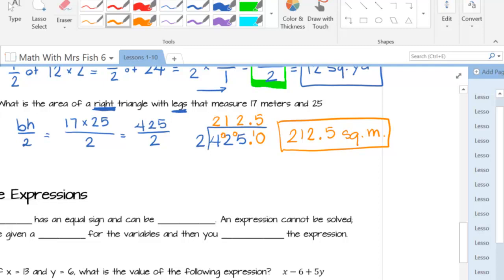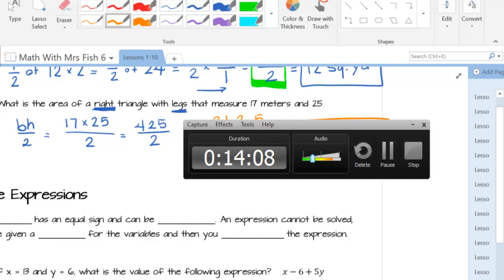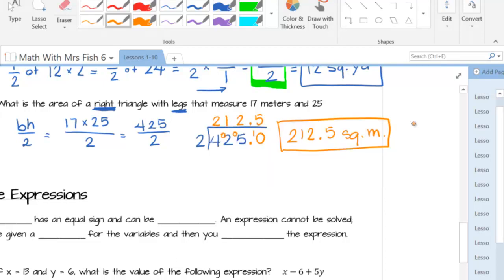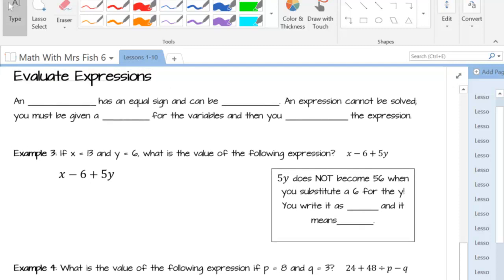And so there is the first part of the lesson. It's been about 15 minutes. Now we're going to move on to evaluating expressions, a different topic.